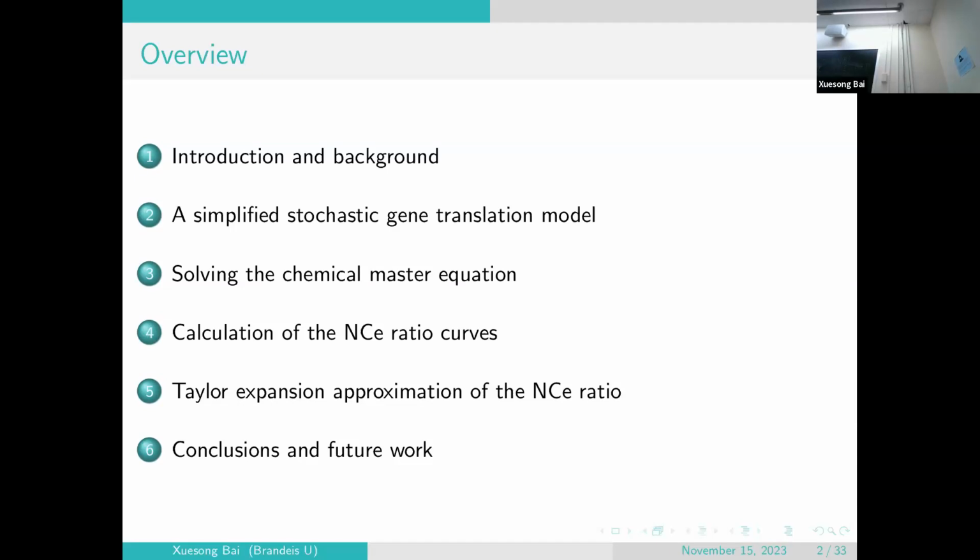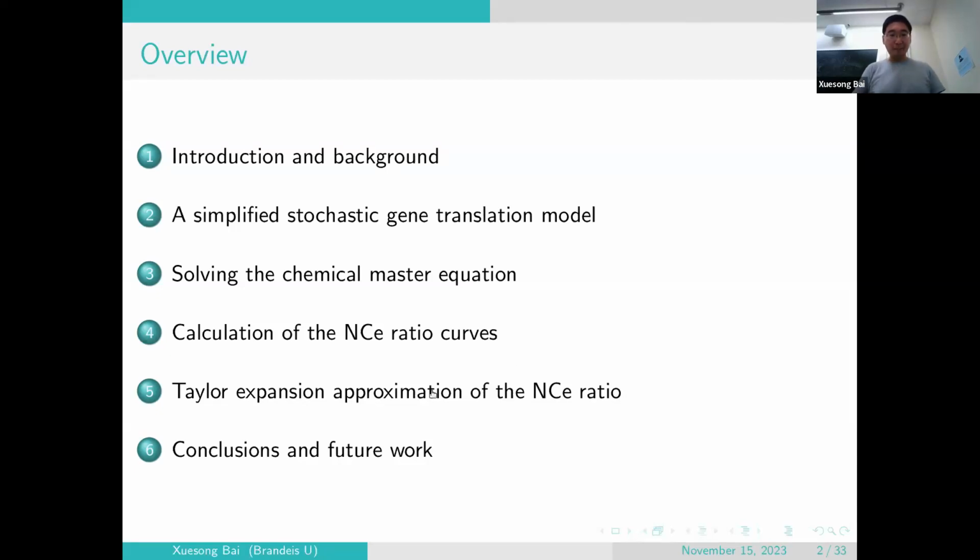So we would like to study this nucleus to cell ratio homeostasis problem. We will use a simplified stochastic gene translation model to calculate the probability distributions of protein numbers. This is done by solving the chemical master equation corresponding to the model. Once we have this solution, which is the joint distribution, we can use it to calculate the nucleus to cell ratio curves. And I will then show some results.